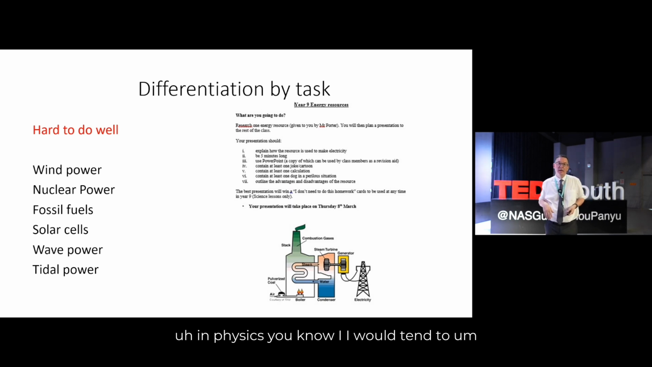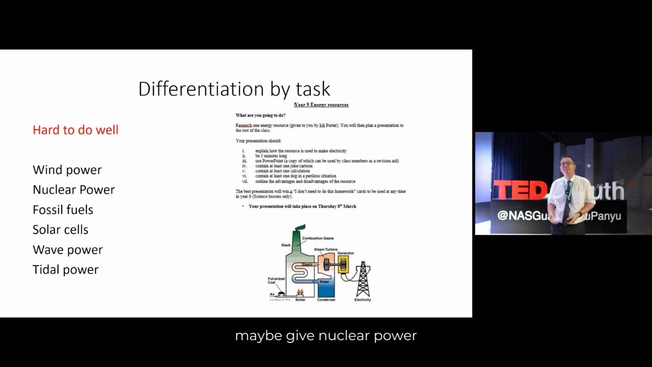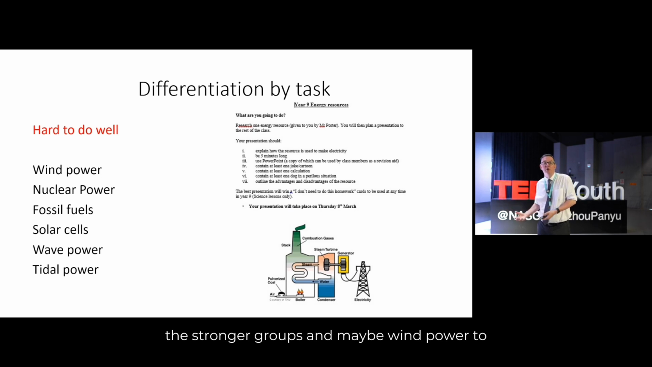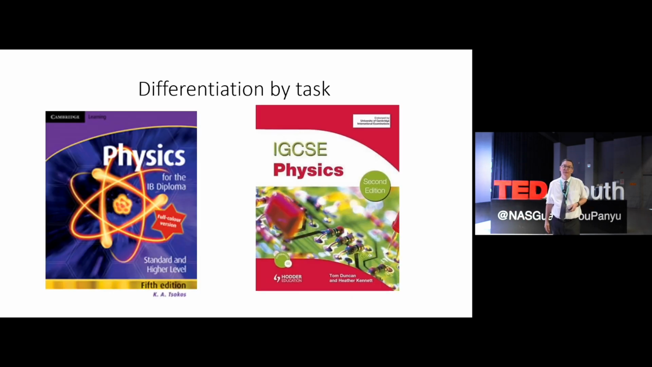In physics, if we're doing a presentation about energy sources, I would tend to give nuclear power and tidal energy to some of the stronger groups, and maybe wind power to some of the weaker groups. So it's quite difficult to do.